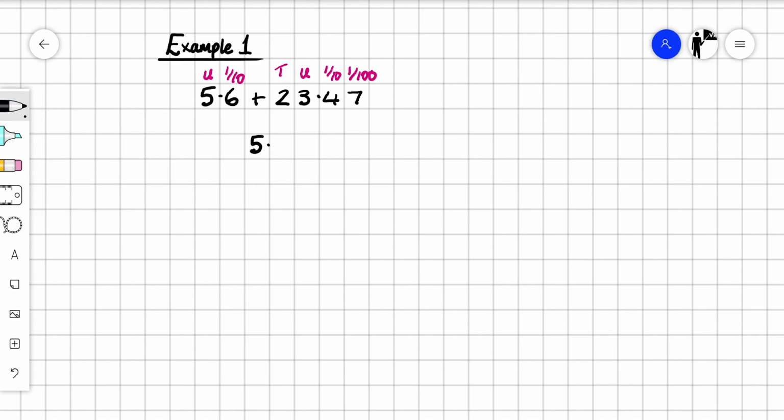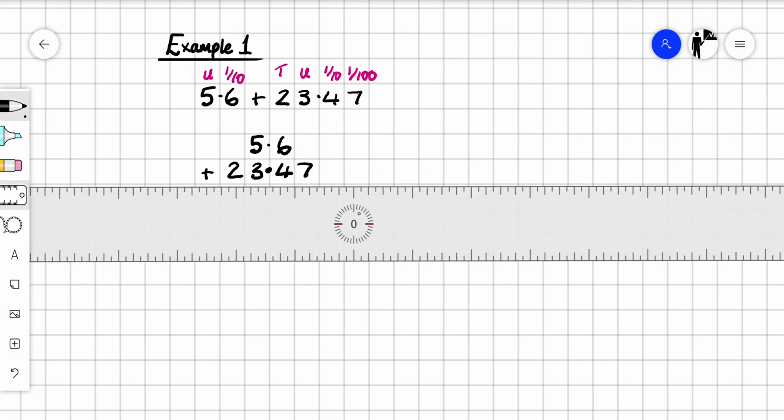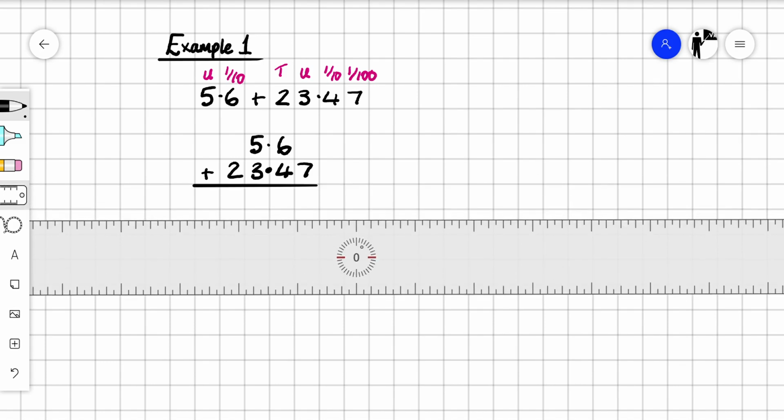So we've got 5.6 and we want to align these properly. So I'm going to put the decimal point here. Again, after the decimal point we've got 4.7 and here we've got 2.3. Notice that I've still got the units aligned, the tenths aligned, and so on. So we're going to add these. Just draw our line in with a ruler.